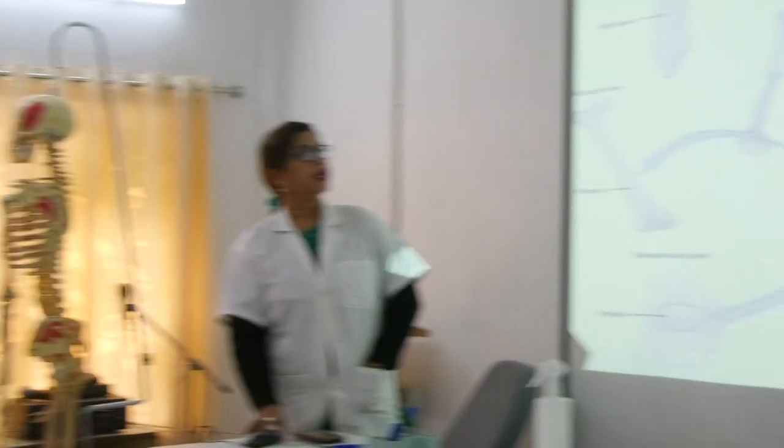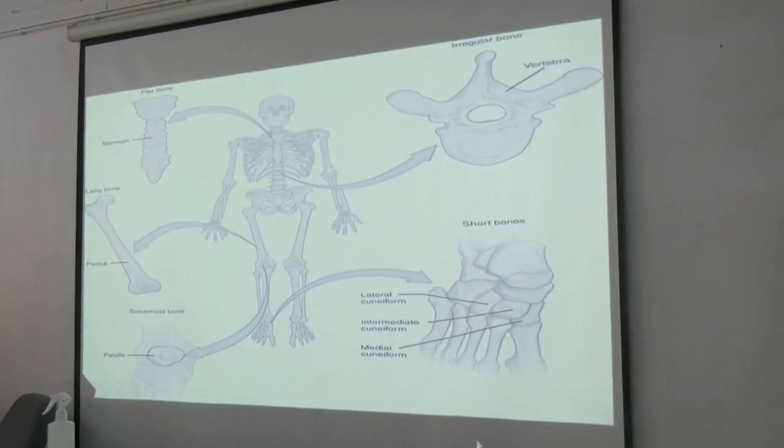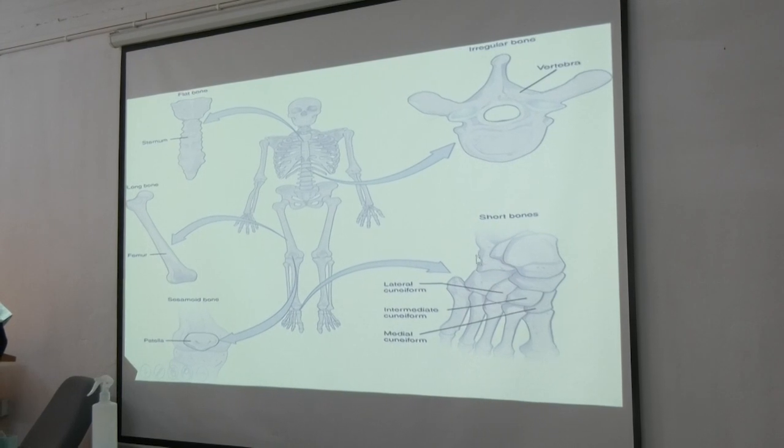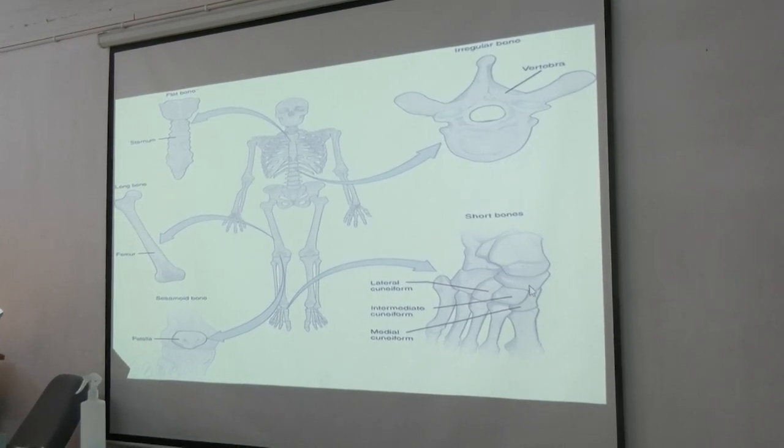So see, these are the examples. First one is vertebra, right? It is an irregular bone. This is the short bone. Which are the short bones? These are the tarsal bones. So see, this is the calcaneum. This is the talus. Then this one will be navicular, cuboid. Then medial, intermediate, lateral cuneiform. So there will be 3 rows in the foot. And which are the other bones?